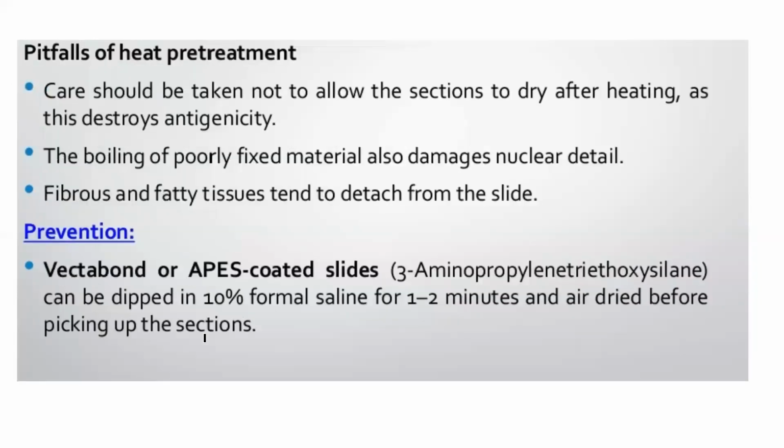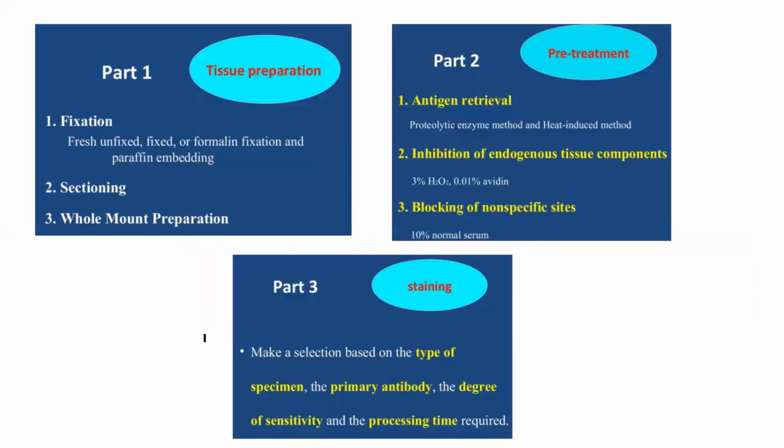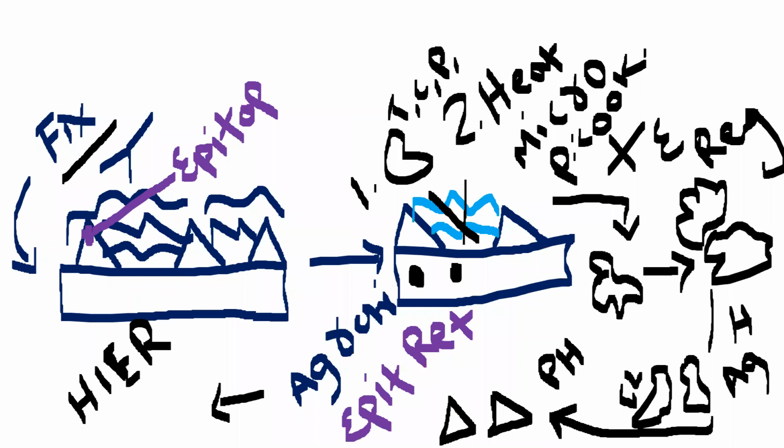So, a quick revision of antigen retrieval. Immunohistochemistry has three parts: tissue preparation, pre-treatment, and staining. In tissue preparation, we have fixation. Fixation causes cross-links among the antigens, and now we need to remove those cross-links, which is the second part, the pre-treatment. In the pre-treatment, we have antigen retrieval, blocking of endogenous enzymes, and blocking of non-specific sites. Antigen retrieval can be achieved either by using enzymes or by heat-induced techniques.